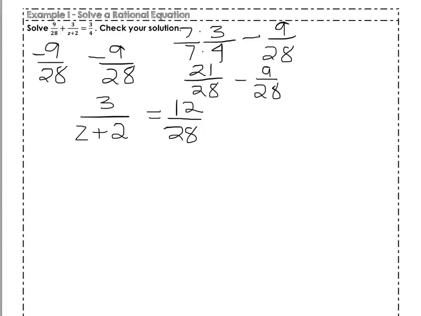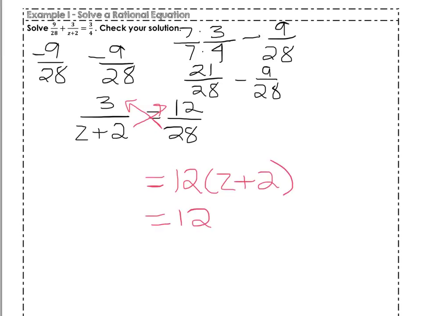Then we're turning into a proportion, so we can just cross multiply. The key word here being proportion. So on the right-hand side, we end up with 12 times the quantity z plus 2, which simplifies to 12z plus 24. And on the left-hand side, we have 3 multiplied by 28.